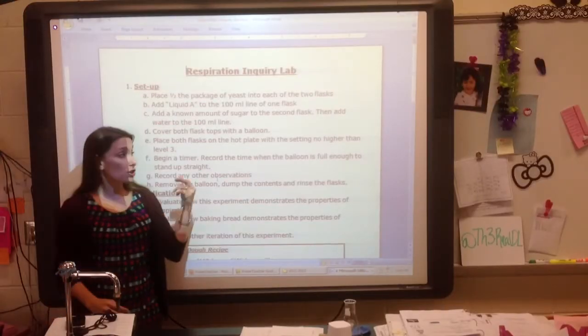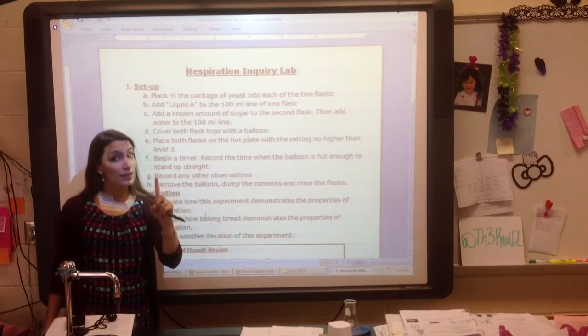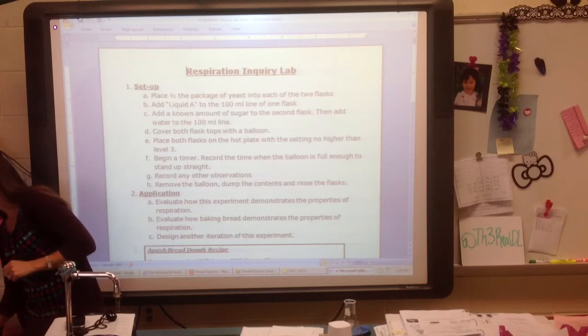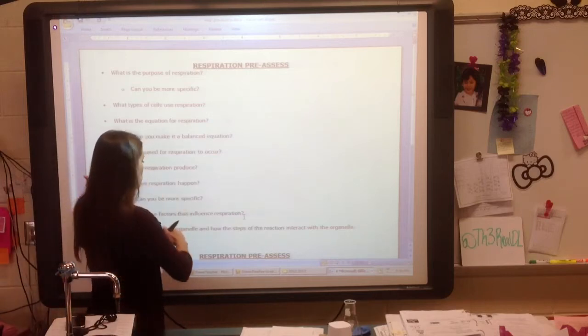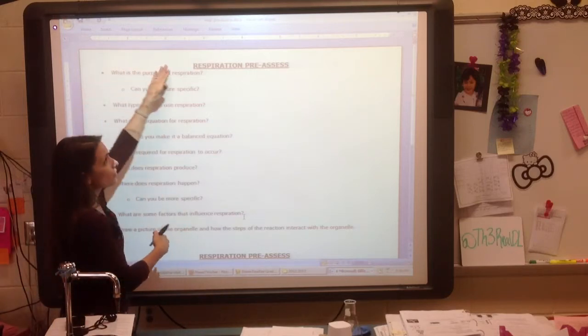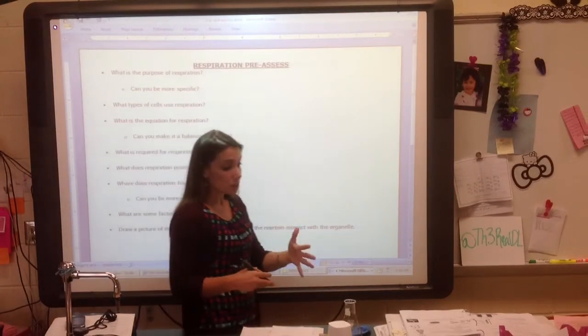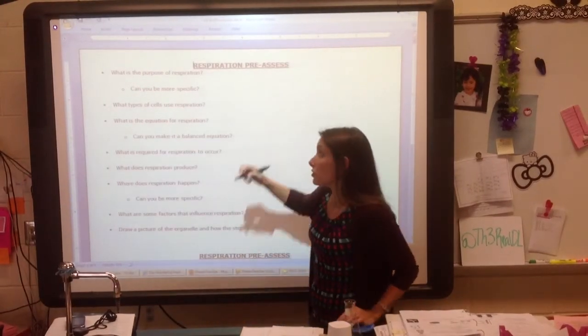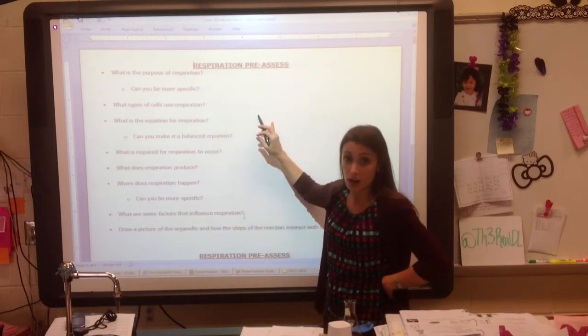So if you'll go to your lab groups and go ahead and get started on the inquiry lab. But one more thing is that as you are working on the inquiry lab, you might have some downtime. And so I'm going to ask Mrs. Woodall to pass out to you this half sheet called a respiration pre-assessment. So while you're waiting for the yeast to perform respiration, you're going to answer these questions in your group. And you can write on this.